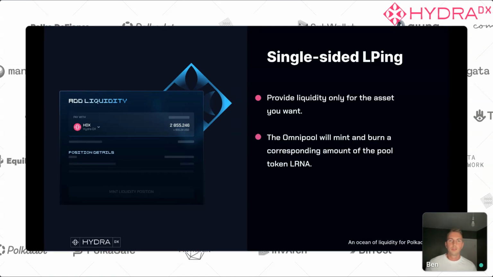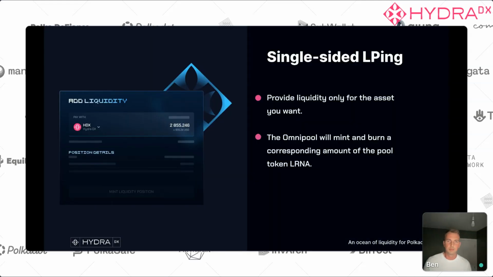The design of the Omnipool empowers single-sided liquidity provisioning. So anyone can provide liquidity just for the asset they want to, and the Omnipool takes care of the rest. There's no need to sell half of your position for another asset in an LP to pair with it. That's all done on the back end. You don't need to do that. This is made possible by our hub token, LRNA.